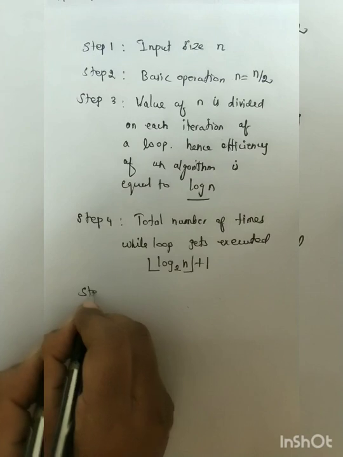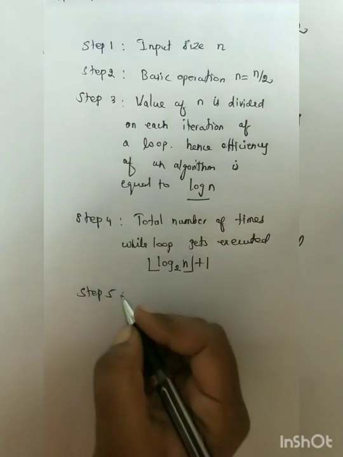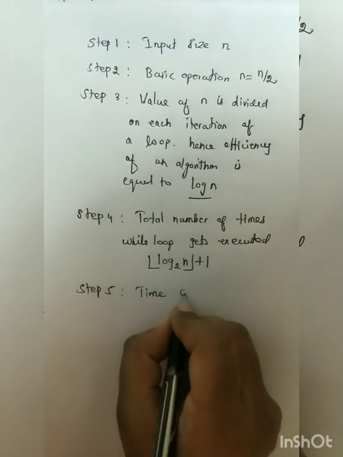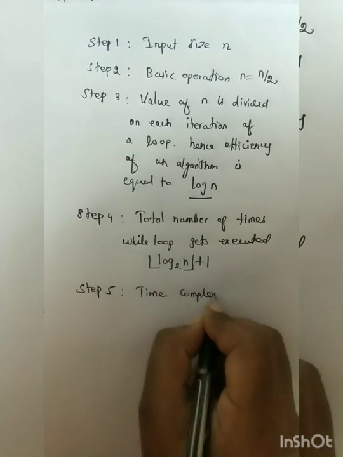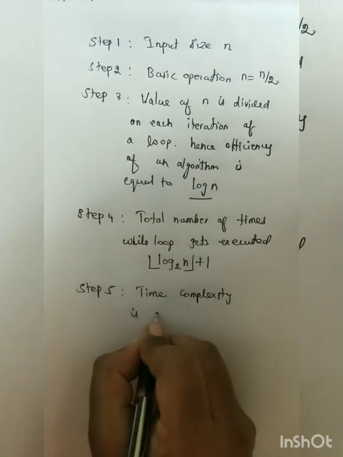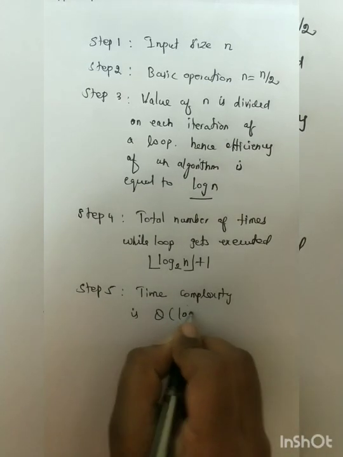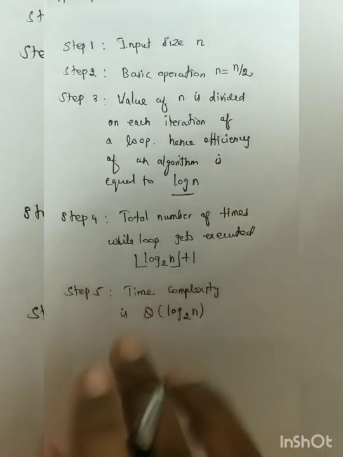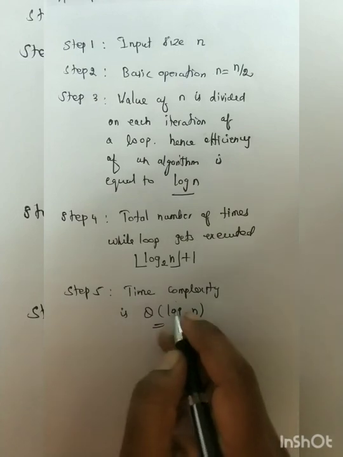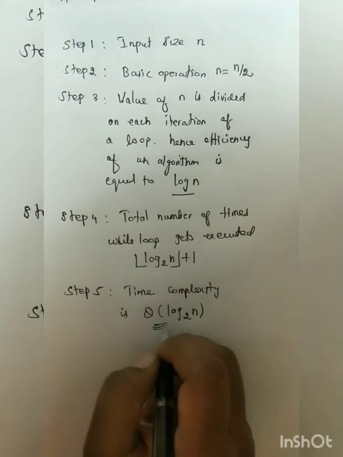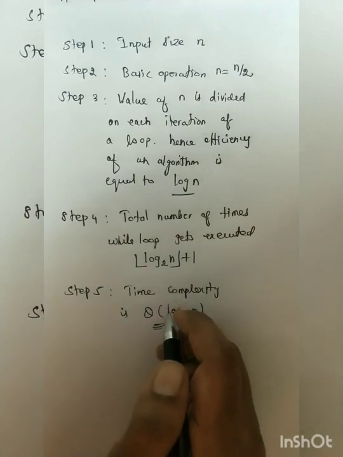In step 5, we need not apply any formulas here like in the previous examples. So we can directly state that the time complexity of this problem is order of theta of log to the base 2 n. This is the time complexity of identifying how many bits are in the given decimal integer. So hence I am going to conclude this session.